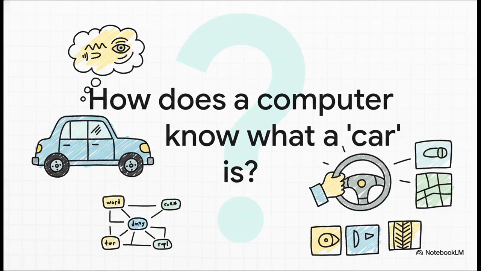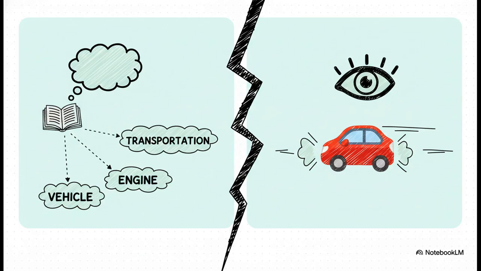All right, let's start with what seems like a simple question. A computer can process the word car. Sure, it can even spit out a dictionary definition. But does it really understand what a car is the way you and I do? Does it get the look, the feel, the whole idea of it? This slide just lays it out perfectly.